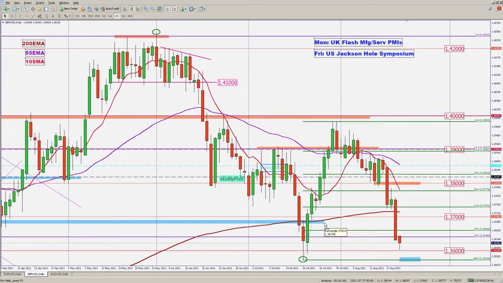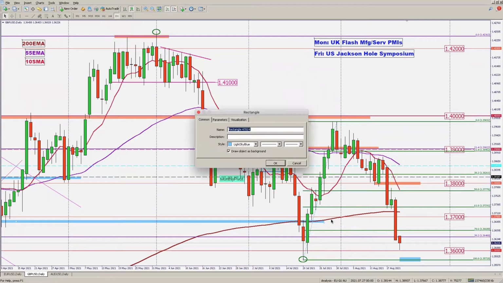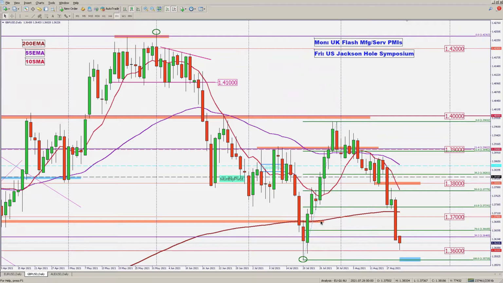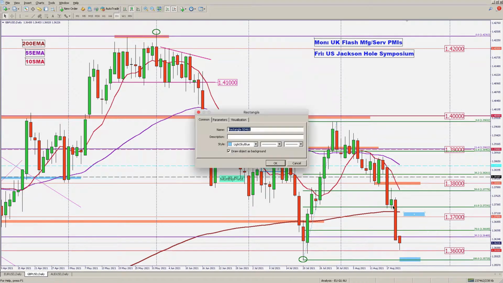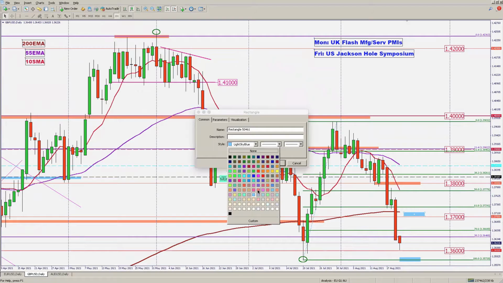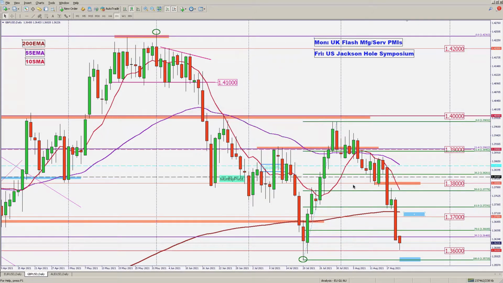Okay, so this previous zone here is going to be resistance. Now, the immediate one is going to be at this area 137, followed by the 200 EMA just above that.